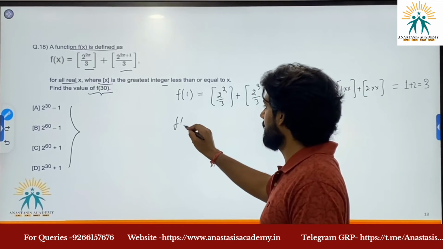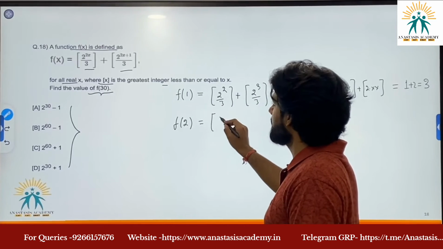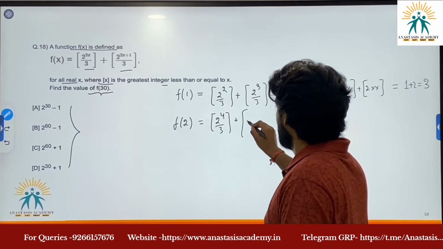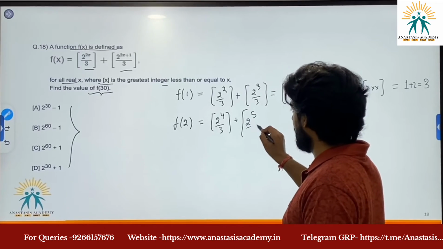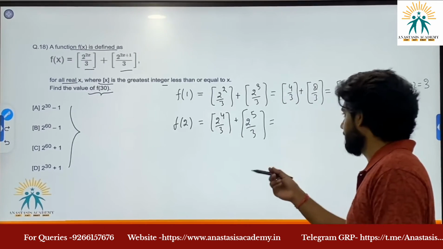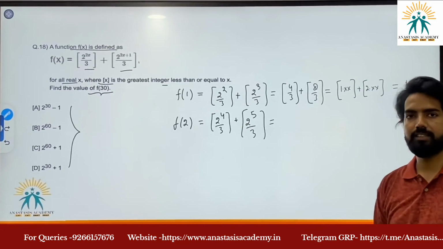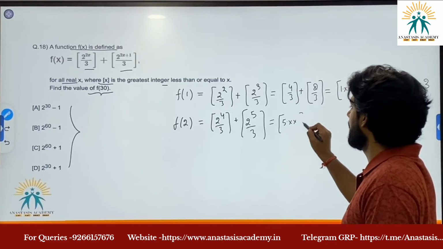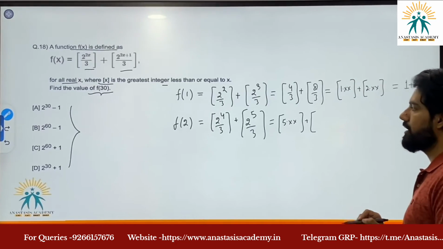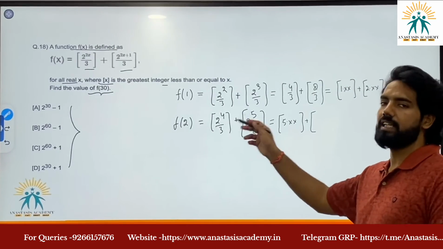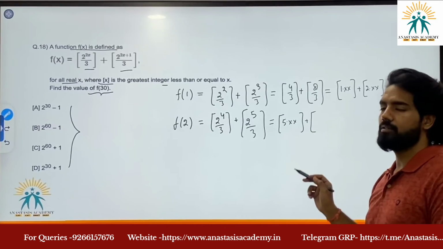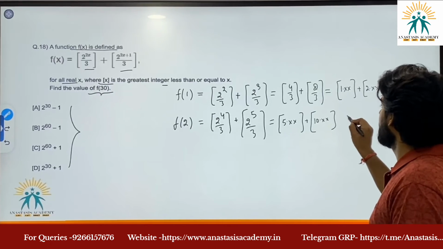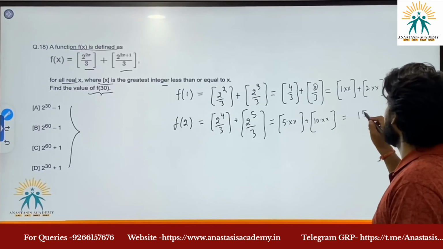Let's just find the value of f(2). f(2) becomes 2 raised to the power 4 by 3 plus 2 raised to the power 5 by 3. 2 raised to the power 4 is 16, and 16 by 3 is 5 point something. 2 raised to the power 5 is 32, and 32 by 3 is 10 point something. So it becomes 5 plus 10, 15.